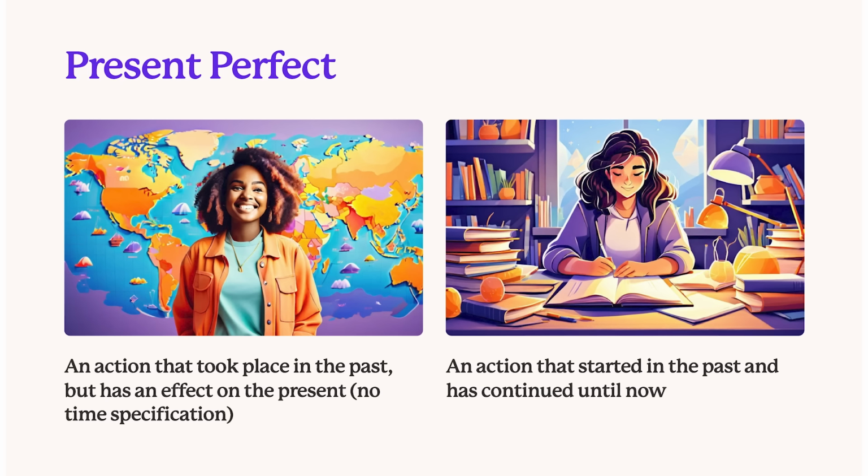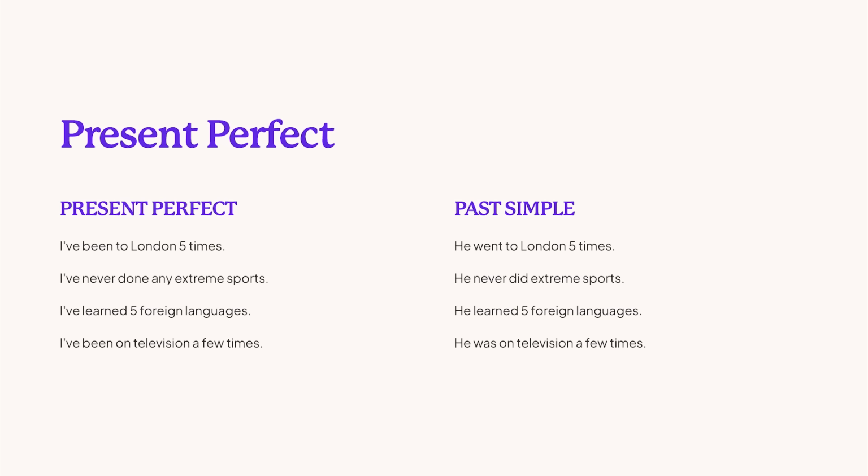Imagine making a list of your accomplishments, things that you've done up to the present day. You're not interested in expressing when they happened. You have the past simple to deal with that. You just want to remember that these things happened in your life. For example, I've been to London 5 times. I've never done any extreme sports. I've learned 5 foreign languages. I've been on television a few times.